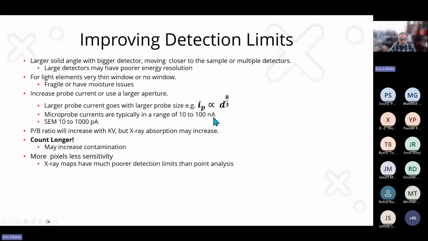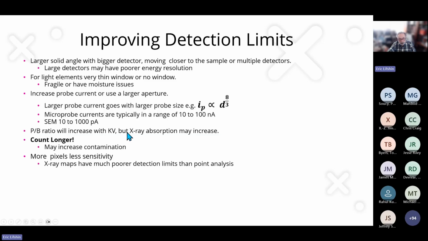To make this point a little clearer on the relationship between probe current and probe diameter, you can derive a relatively simple equation for a thermionic source that says that the probe current varies as the diameter to the 8/3 power. Make that a cube. And what you're saying is that every time you halve the size of the probe, you're decreasing the current by an order of magnitude.